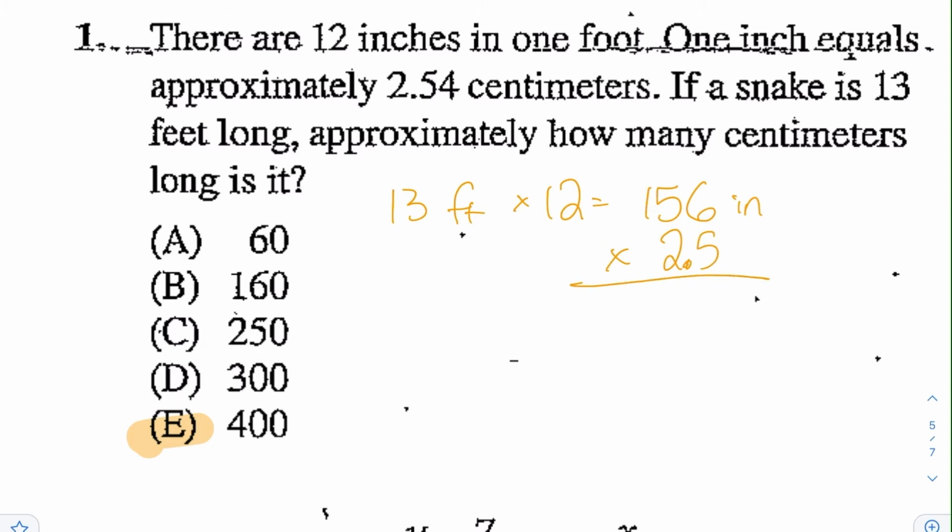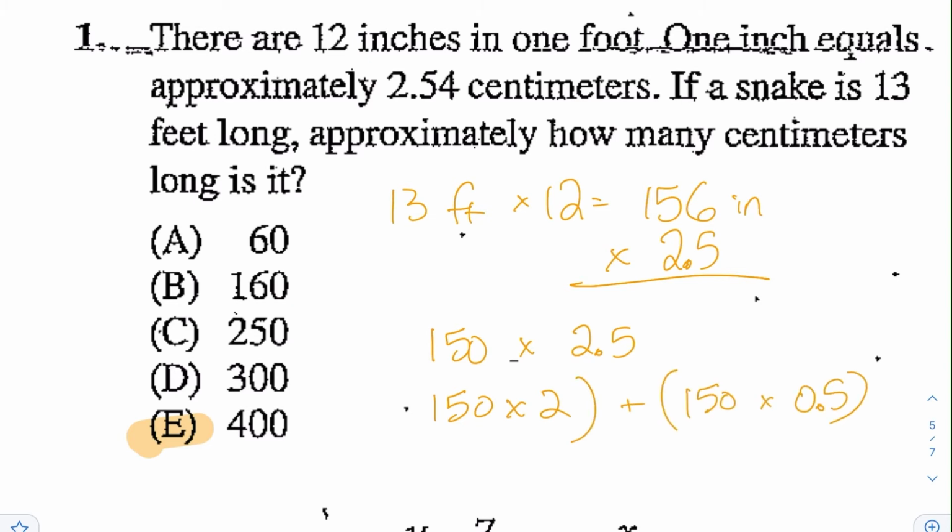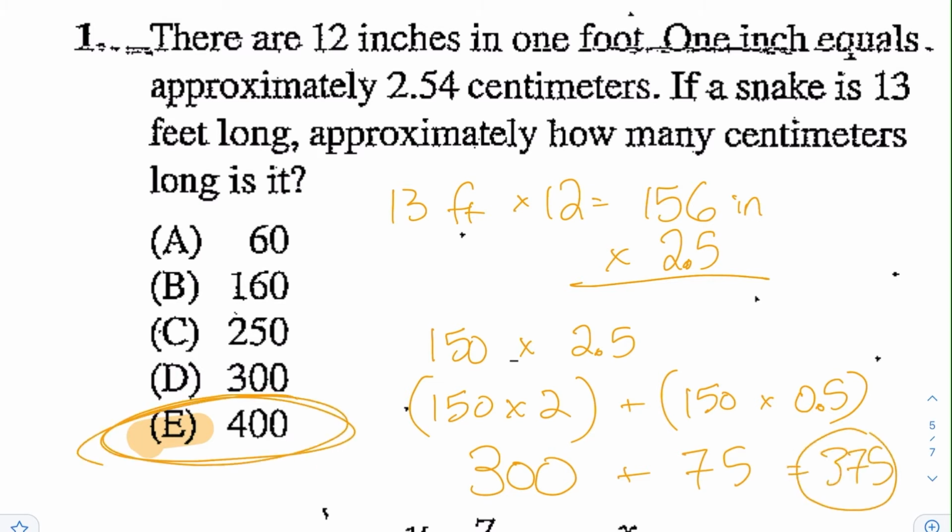So you can estimate here. You can do 150 times 2.5. So you can take this as 150 times 2 plus 150 times 0.5. And 150 times 2 is 300. And 150 times half is 75. So the answer is going to be about 375. And choice E is the closest to that.